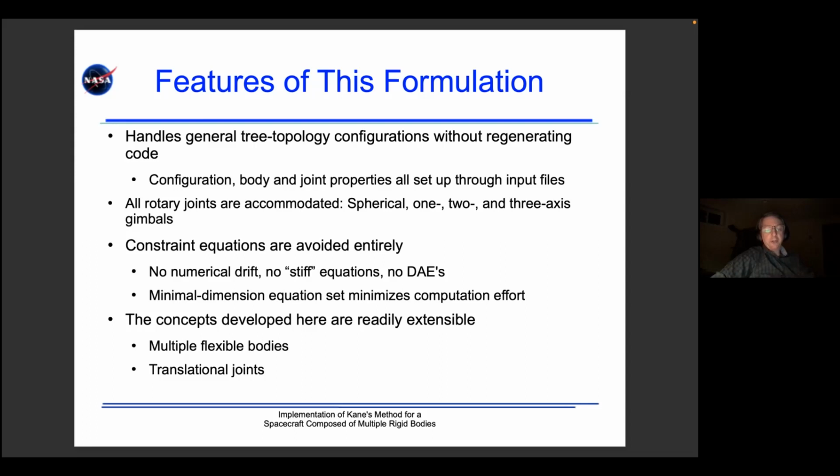And like I say, I'm going to concentrate on rotational joints and rigid bodies today, but you can extend this to handle multiple flexible bodies and also translational joints. And since this presentation was put together, I have implemented those in 42.